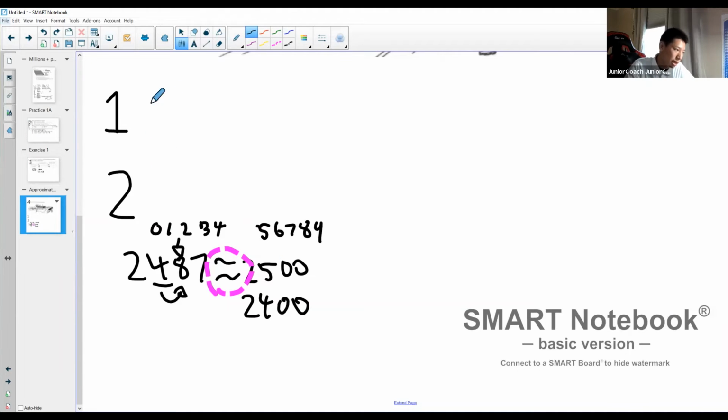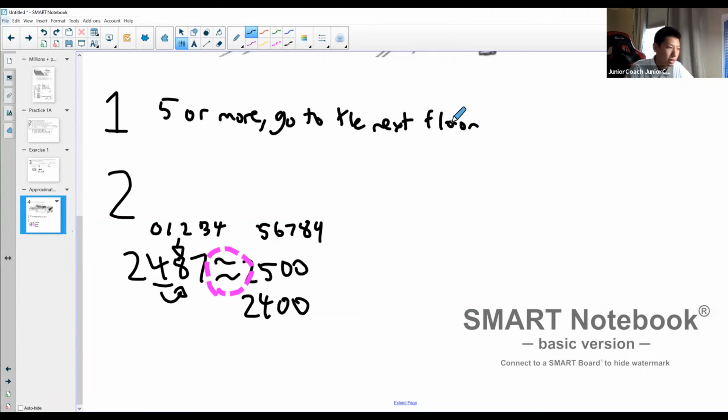And now going to the two methods. The first one, how does the saying go? It's 5 or more, go to the next floor. I think that's how the saying goes. And then it's like 4 or less. I don't remember the exact saying, but the point is you can remember it this way: if it's 5 or more, you go to the next floor. Or you can also think about it. This isn't a way to remember, this is more of a way to think about it.